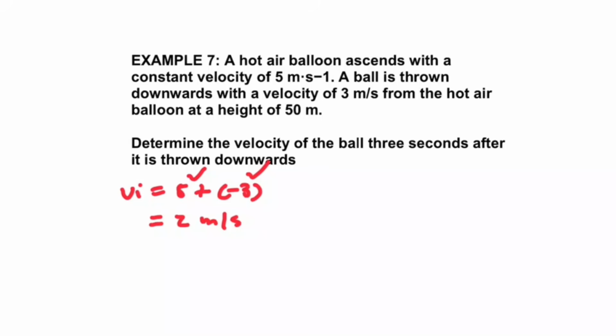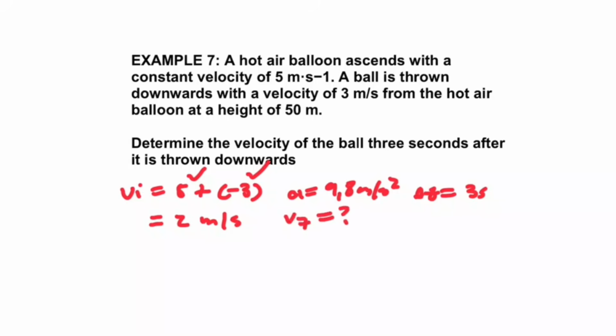Well, we have the initial velocity of the ball. We want to determine its velocity 3 seconds after it is thrown downwards. Let's take a look at the other information we have. The acceleration, obviously, 9.8 meters per second squared. We have the time, delta t, which is equal to 3 seconds. We are interested in the velocity, so we want Vf.